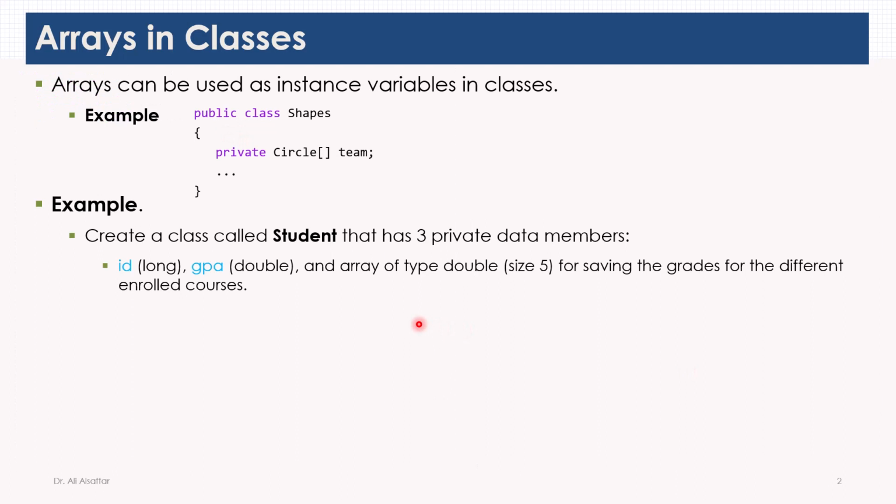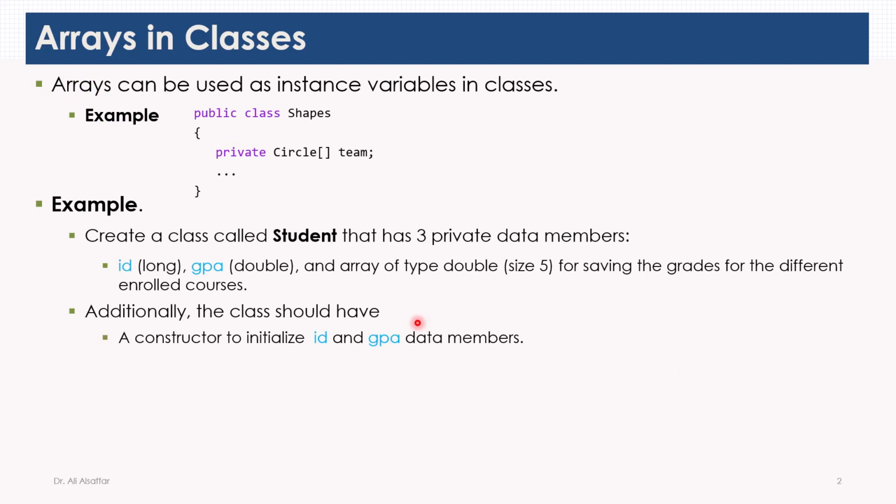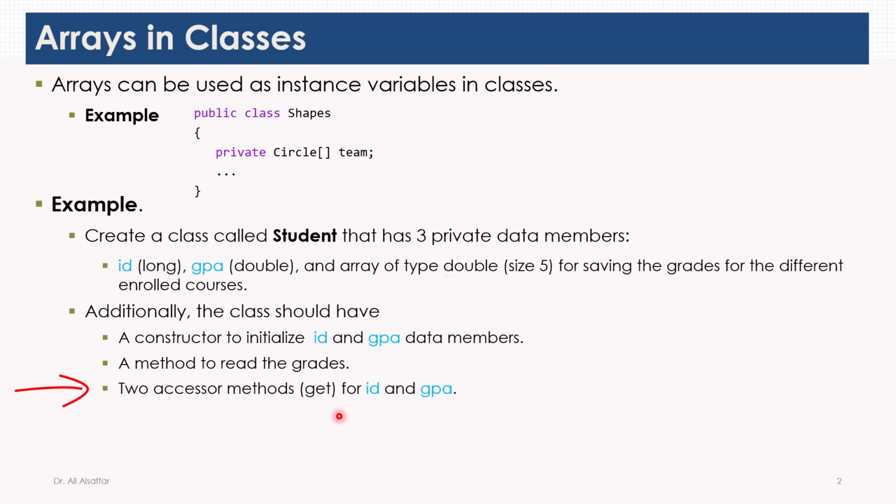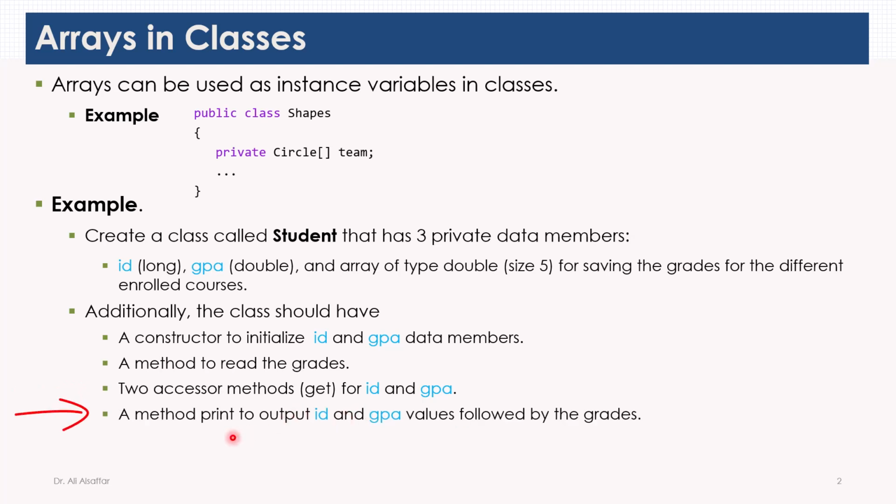In addition to the 3 private data members, the class should have the following methods. First is a constructor to initialize only ID and GPA data members, then a special method that is required to read the grades into the array, 2 accessor methods get, one for ID and one for GPA, and last we need to write a method to print as an output the ID, GPA, followed by the values of the grades. Let us go back to our class definition and show you how these methods are implemented.